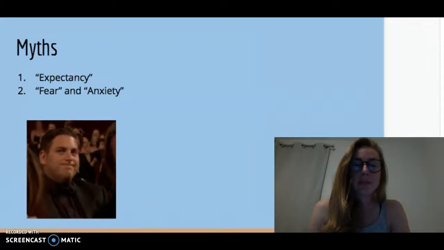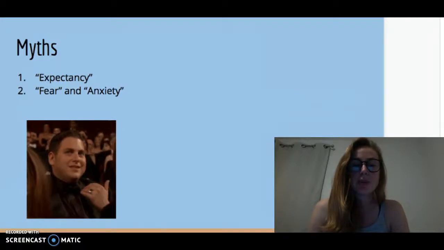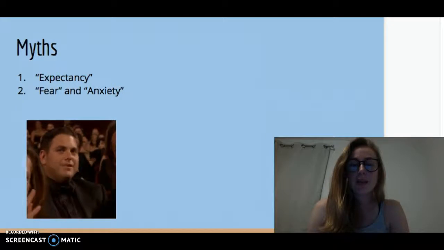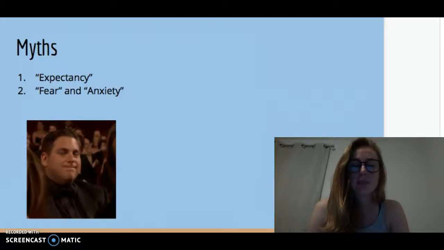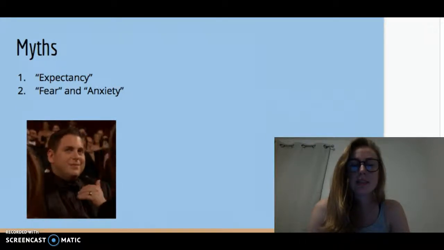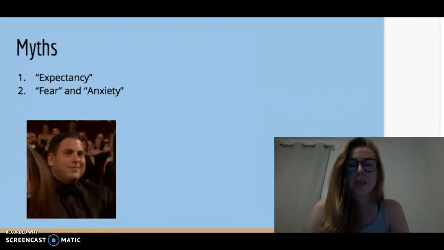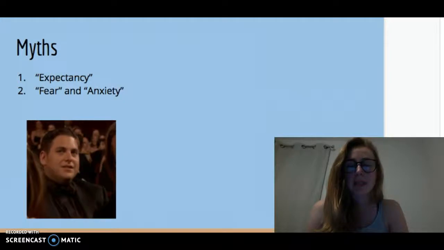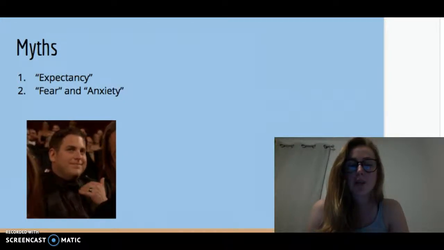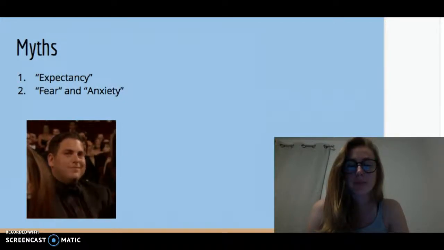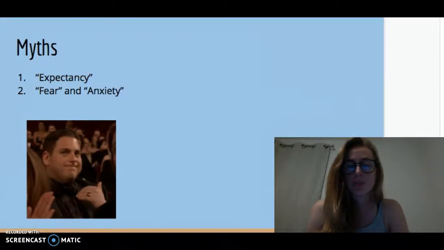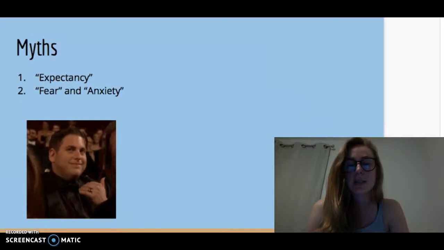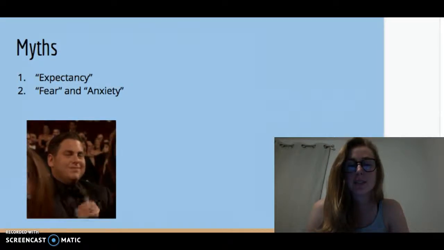Myths. Sidman presents two major myths for avoidance: expectancy and fear and anxiety. With expectancy, some psychologists and literature suggest that expecting the shock or pain in the future is what causes avoidance in the present. This simply isn't true. We avoid based on present and past contingencies, as discussed in the previous slide.